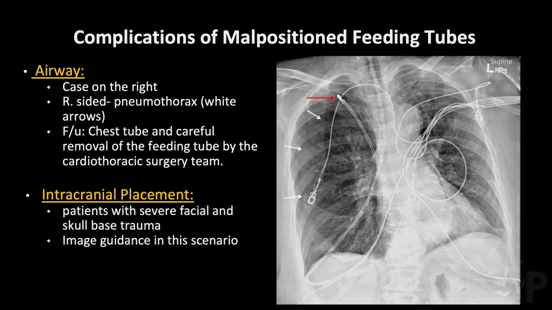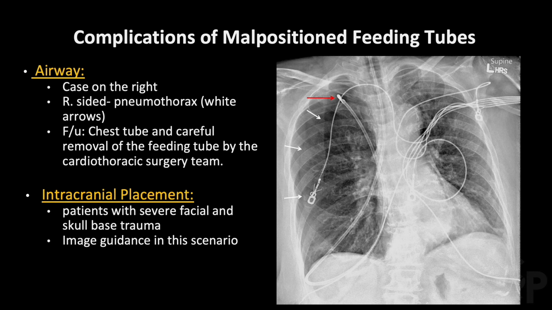Speaking of pneumothorax as a concerning complication of malpositioned feeding tubes, this is an example of a tube that was placed in the airway that ended up rupturing into the pleural space and resulting in a right-sided pneumothorax, as you can see by the white arrows denoting the lining of the lung that is now compressed. This patient required a chest tube and careful removal of the feeding tube by the cardiothoracic team.